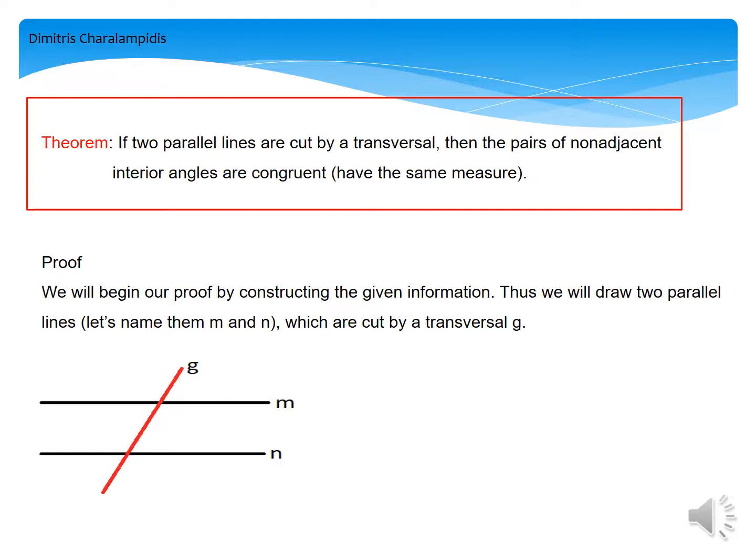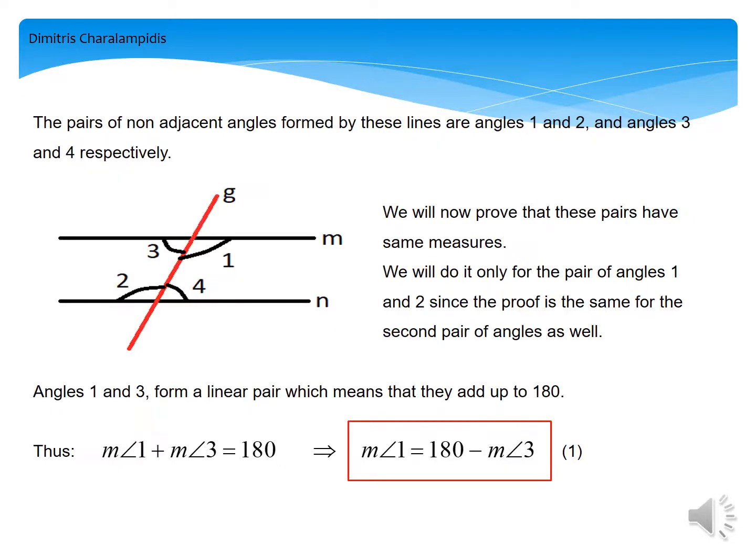We will begin our proof by constructing the given information. Thus, we will draw two parallel lines, let's name them M and N, which are cut by a transversal, let's call it G. The pairs of non-adjacent angles formed by these lines are angles 1 and 2 and angles 3 and 4 respectively. So, we have two pairs of non-adjacent alternate interior angles.